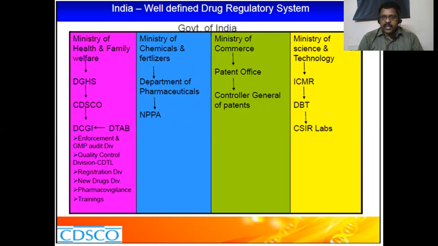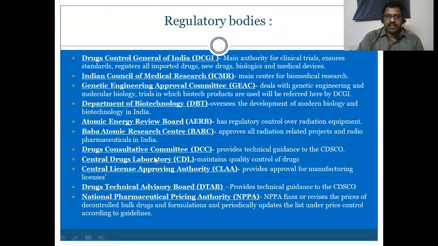Like that, DBT, the Department of Biotechnology, comes under it, and then CSIR, the Council of Scientific and Industrial Research labs, also comes under this Ministry of Science and Technology. So a regulatory authority is not under one ministry. It is divided into four ministries in India.